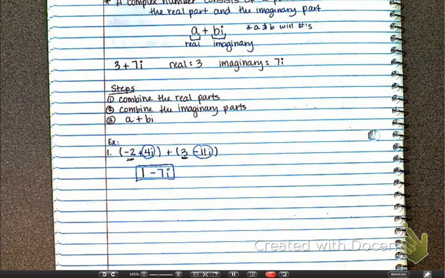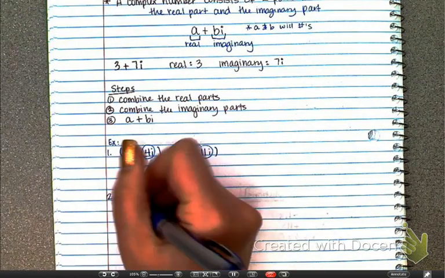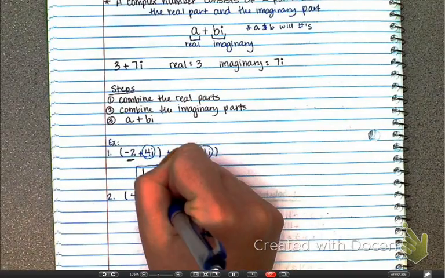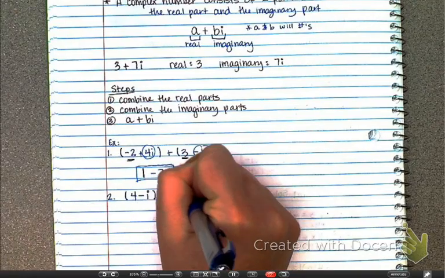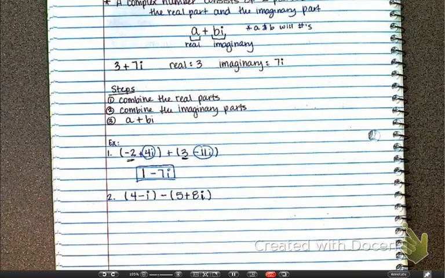Okay. All right, let's try this one. 4 minus I minus 5 plus 8I.